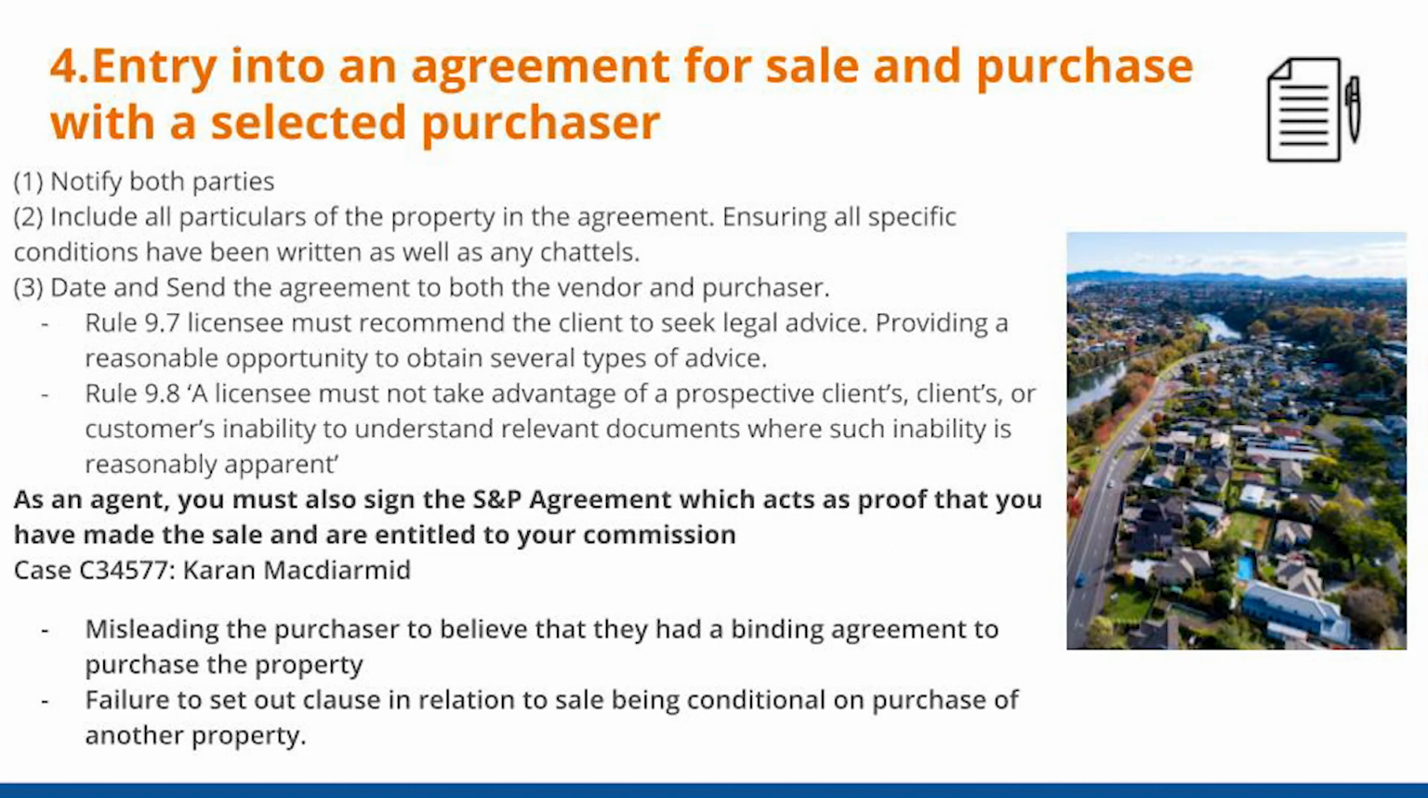Upon entry to an agreement with a selected purchaser, you must: 1. Notify all parties, include all particulars of the property into the agreement, ensuring all specific conditions have been written as well as any chattels, and finally, date and send the agreement to both the vendor and the purchaser. During this process, it is important to follow Rules 9.7 and 9.8 of the conduct as stated below. As an agent, you must also sign the SPA, which acts as proof that the agent has made the sale and is entitled to his commission.